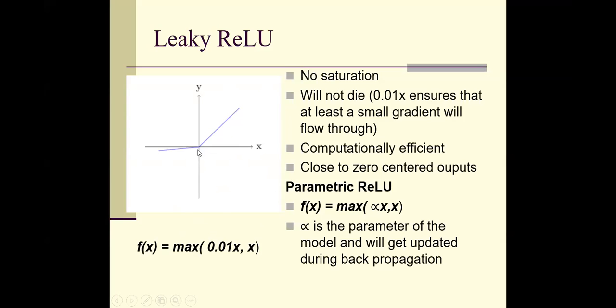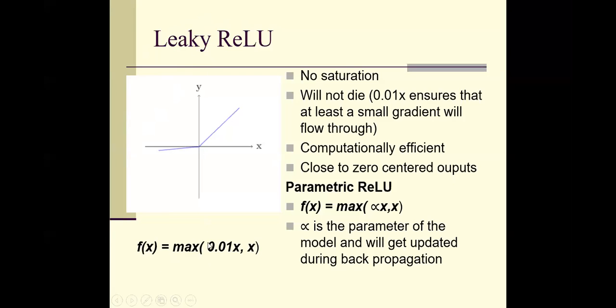And again, we can say it is close to zero centered output. It is not exactly zero centered, but it has some positive part and some negative part which is centered around zero. So we can say that this is close to zero centered outputs. Because of these advantages, in deep neural networks, the leaky ReLU function is used.